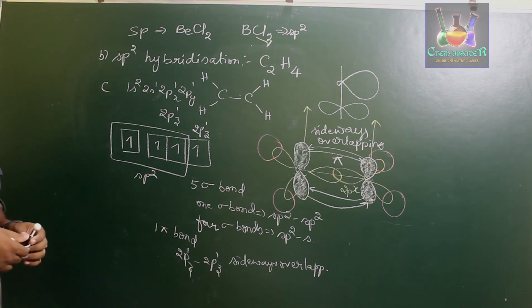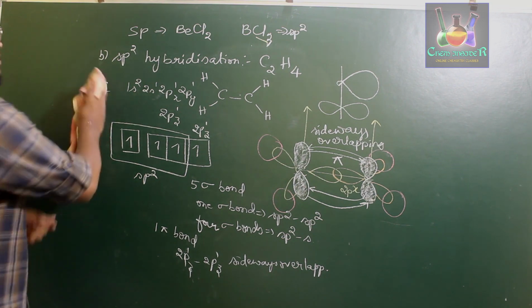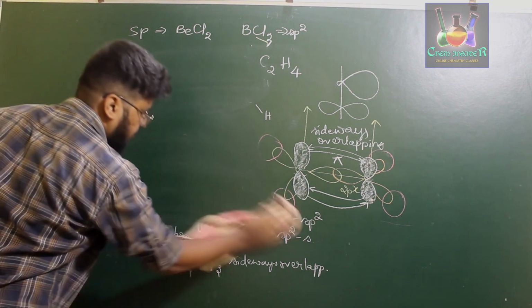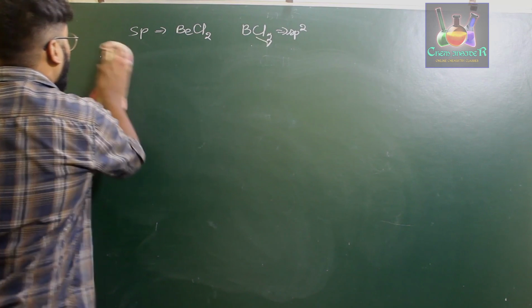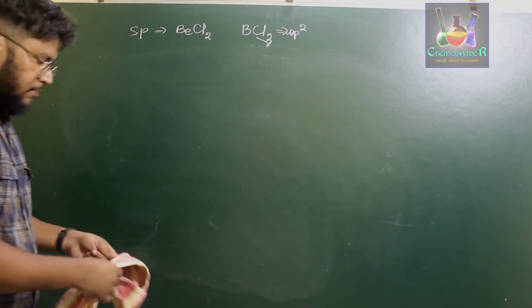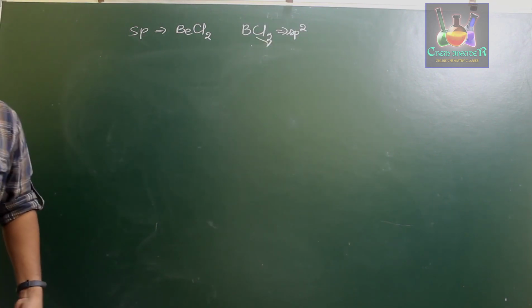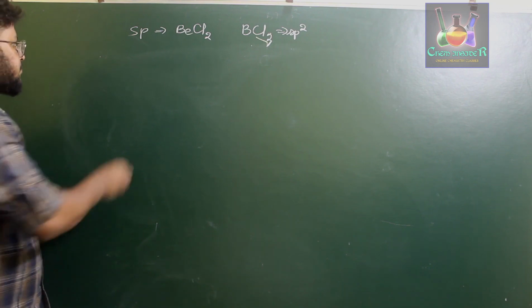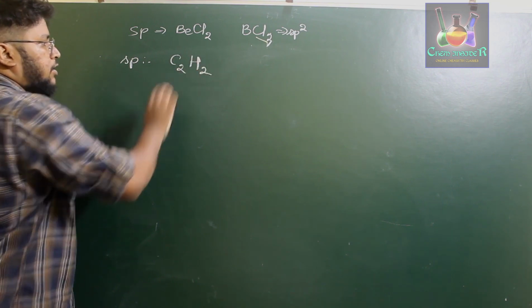Okay, so this is about the sp2 hybridization of carbon in the C2H4 molecule. Now we will be discussing sp hybridization in the case of carbon. For sp hybridization, the minimum requirement of orbitals is one s and one p orbital. Now carbon has 4 electrons in its valence shell. For sp hybridization, let us consider an example of C2H2.